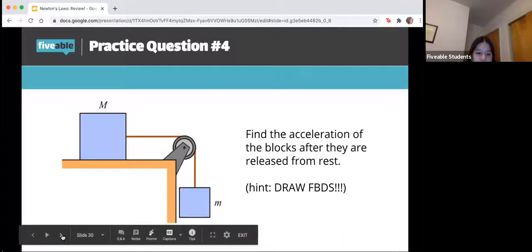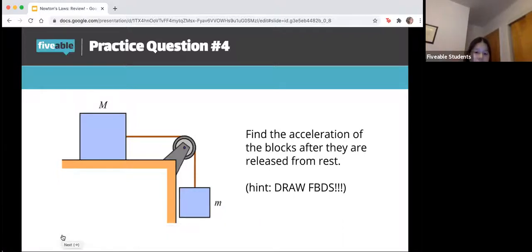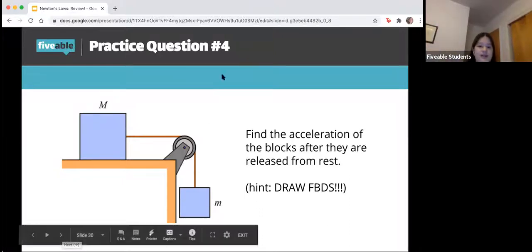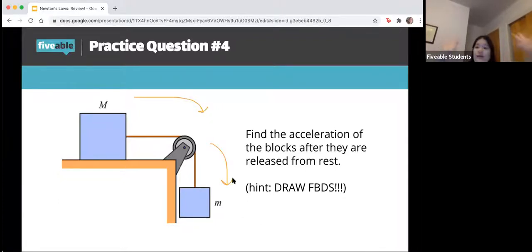So the first thing I would do is look at the image and digest it. I know for a fact that if I had these two blocks and I let go, it's going down, right? It would accelerate in this direction. This block would go this way, this block would go down. I can visualize that, but that's all I can visualize. Now it's time for free body diagrams. So let me just show the answer.